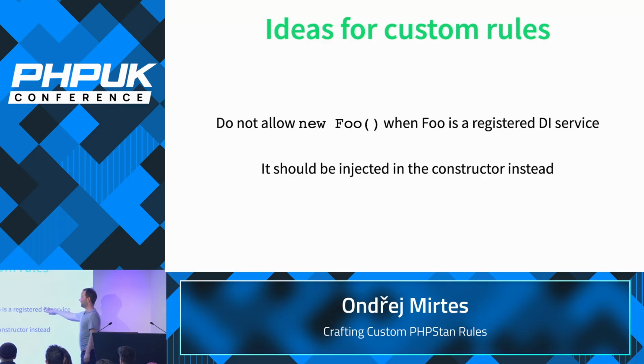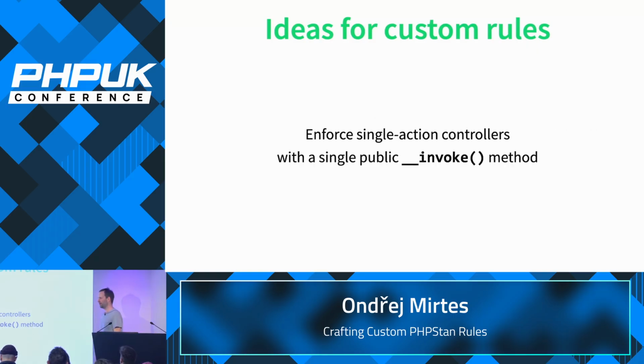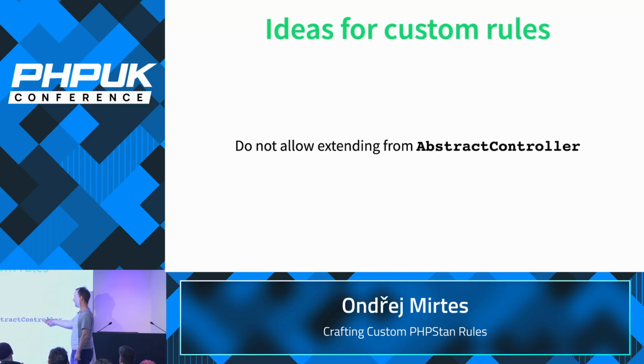One idea is that you should not allow creating new object when the class in question is already a registered DI service, because it doesn't make sense, right? You should ask for it in the constructor. You should not create it by yourself. You can make your controller thinner by enforcing only a single action controllers with a single public invoke method instead of having one fat controller that handles multiple URLs, for example. In Symfony, you can extend from abstract controller, but it's not the best practice, so you can also disallow this.